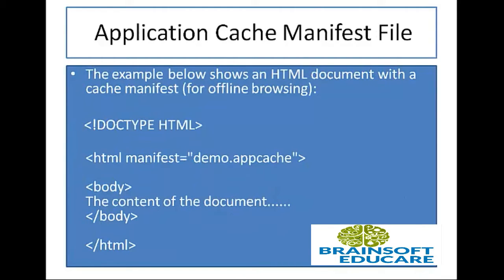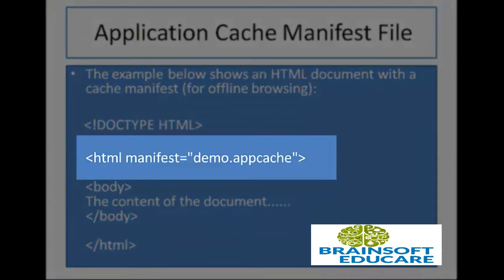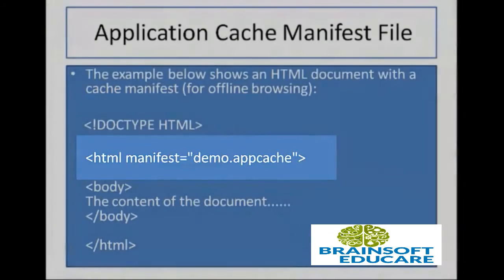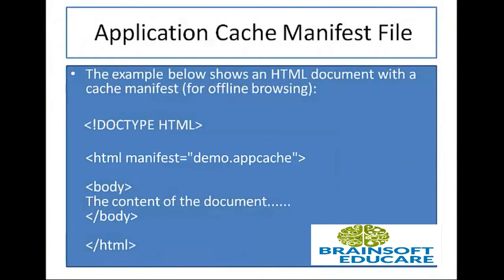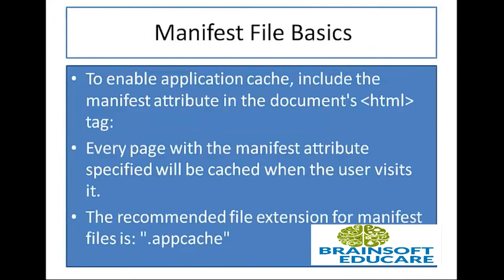So this is the application cache manifest file example. This is an HTML document with a cache manifest. In order to make a web page cacheable, we need to include a manifest attribute. Here in our case it is demo.appcache. Then comes the body of the document. To enable application cache, include the manifest attribute in the document's HTML tag. Every page with the manifest attribute specified will be cached when the user visits it.